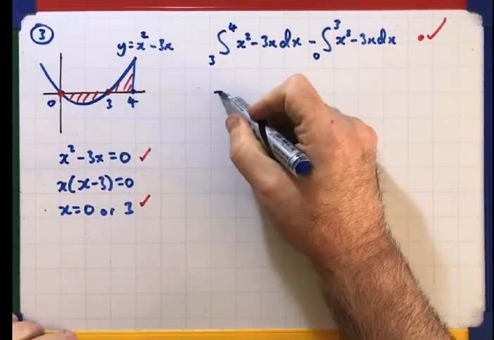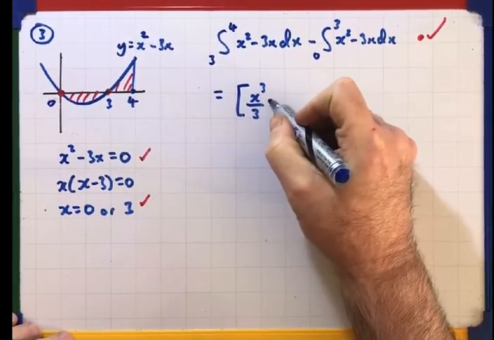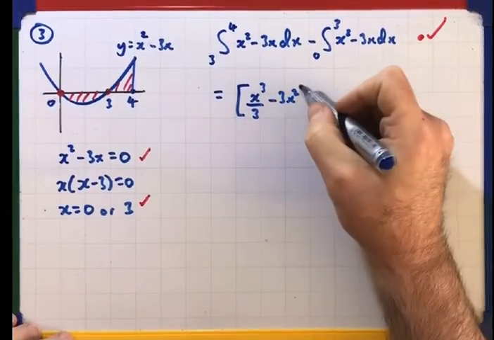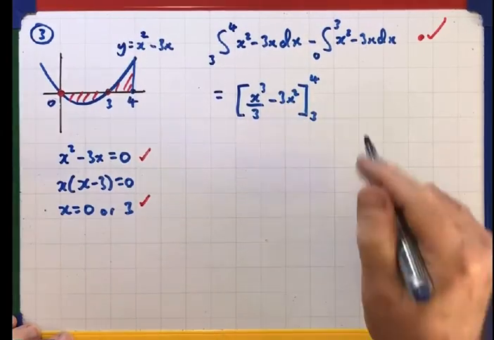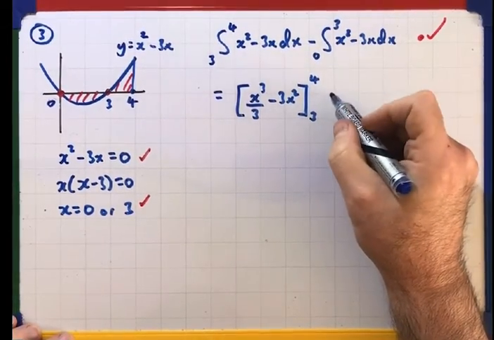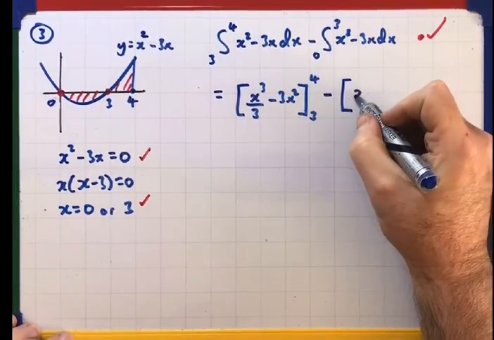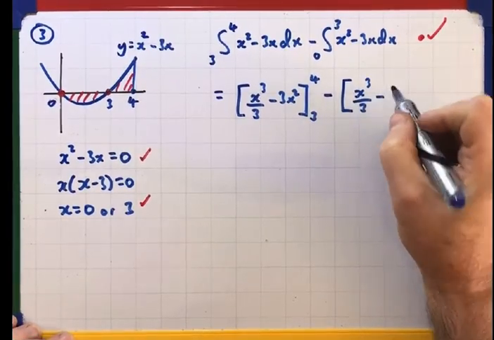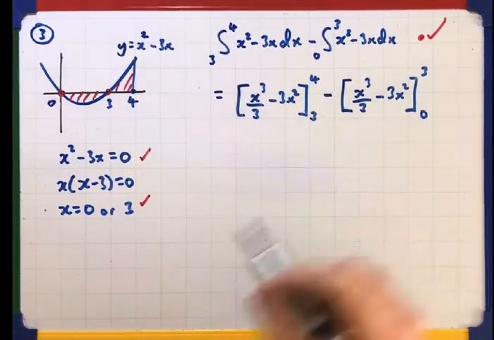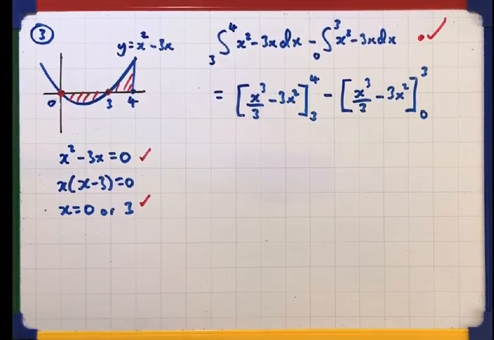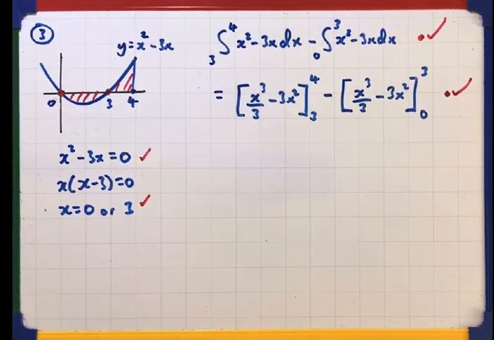Next, integrating. Well, it's the same integral. So x cubed over 3 minus 3x squared between 3 and 4, minus this thing, same integral, between 0 and 3. So, for integrating, you get 1 mark. It's the same integral, so you're not going to get 2 marks for that.